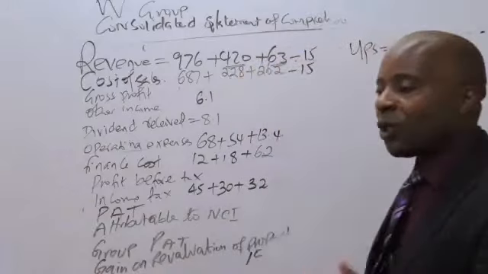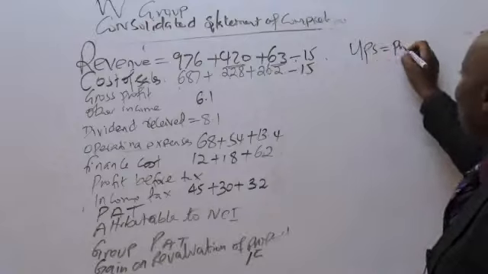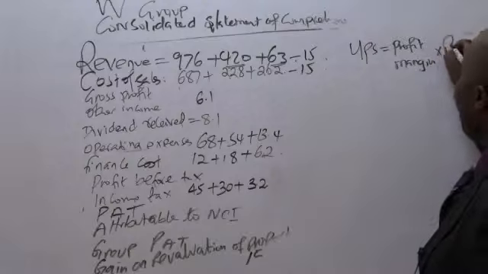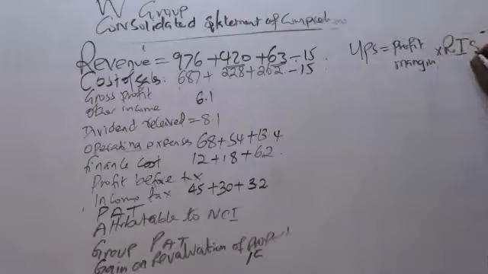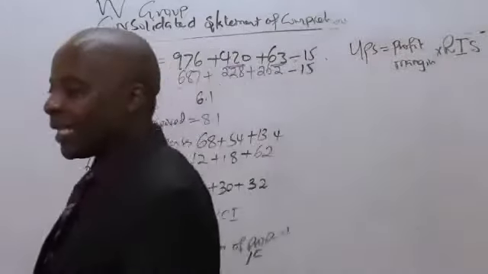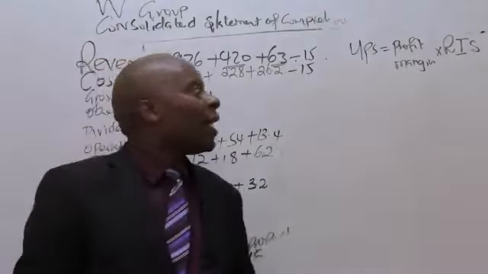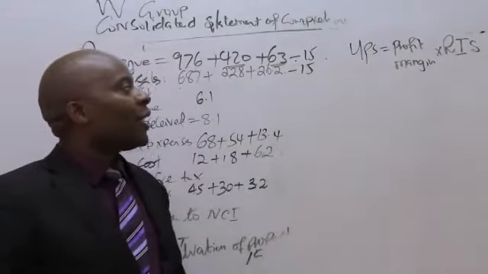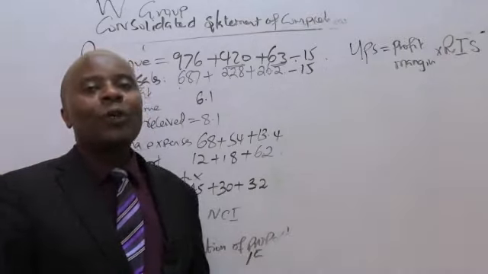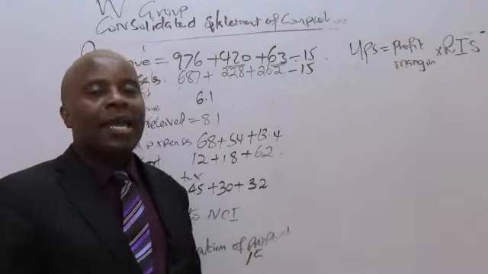As a student who doesn't want to waste time at all, to get UPS we normally take the profit margin times the remaining intra-sales. Yes, thank you very much, Jacqueline. So anytime they want me to get unrealized profit, I'll always take the profit margin times the remaining intra-sales.